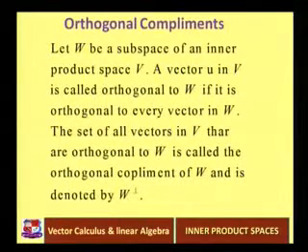And the set of all such vectors in V that are orthogonal to W is called the orthogonal complement of W, and it is denoted by W perp. This notation we read as W perp or W perpendicular. It means the set of all vectors that are orthogonal to each and every vector in W. That we call the orthogonal complement, and it is denoted by W perp or W perpendicular.